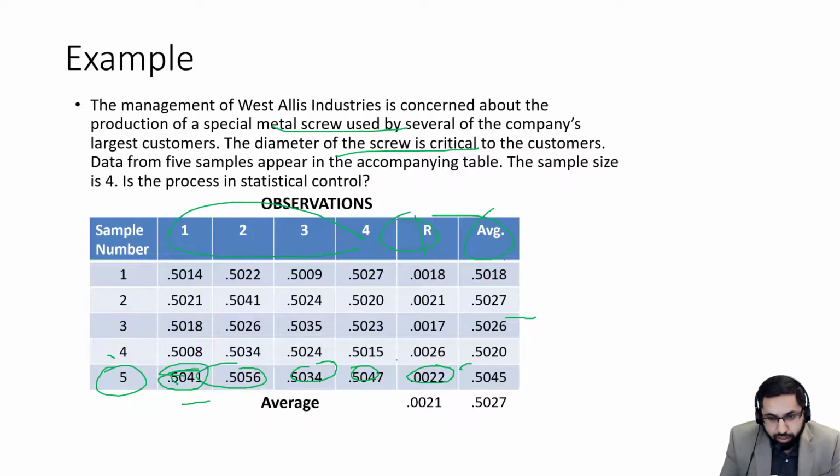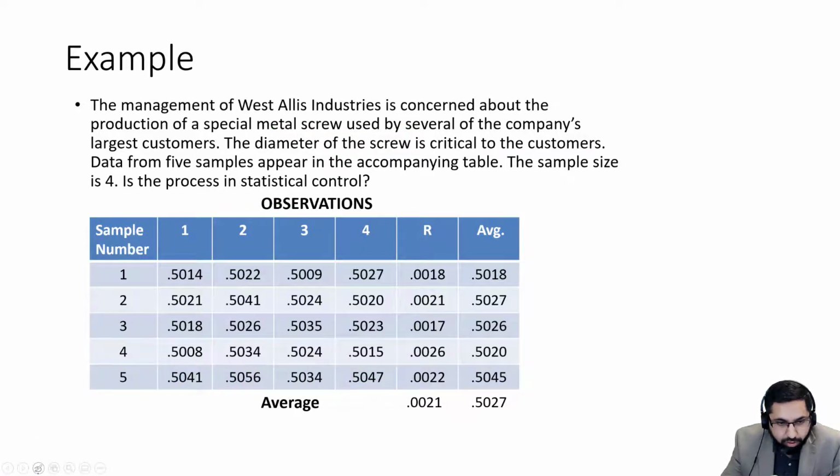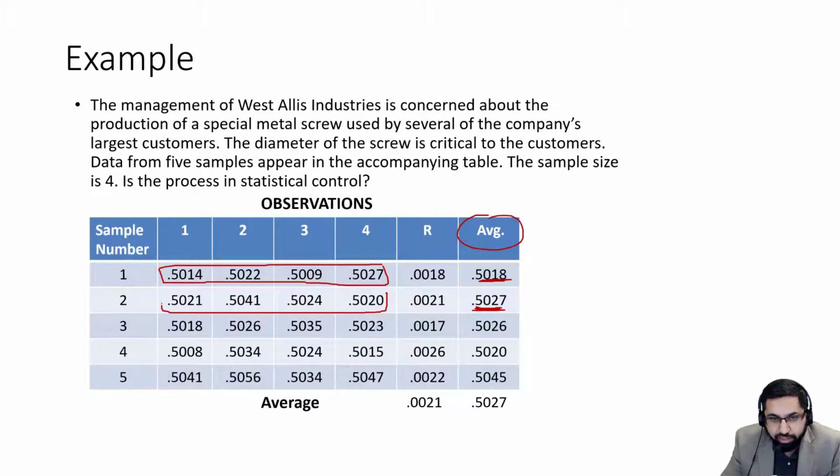So how do we get R bar? How do we get X bar bar? Well, first you should realize where the last 2 columns are coming from. This average right here is the average of these 4 numbers. 0.5027, this number right here, is the average of these 4 numbers. So we'll usually call this one X bar 1, the average of the first sample, X bar 2, average of the second sample, X bar 3, average of the third sample, and so on.